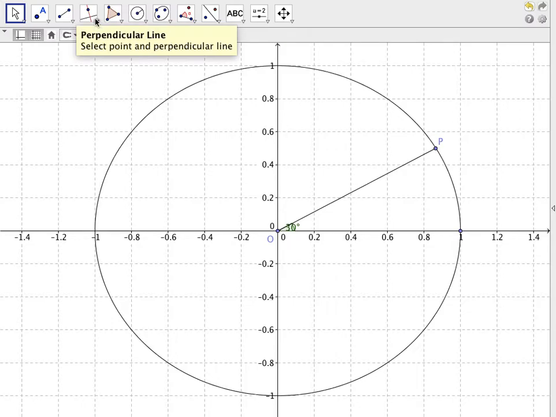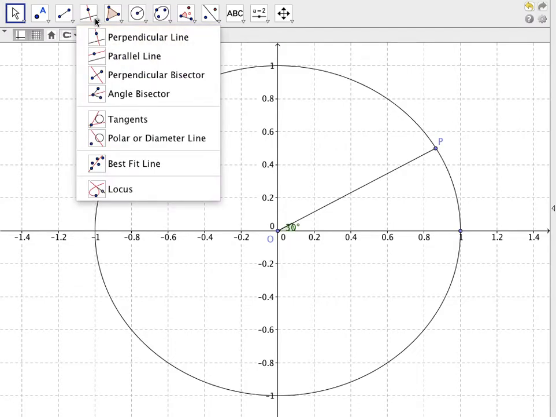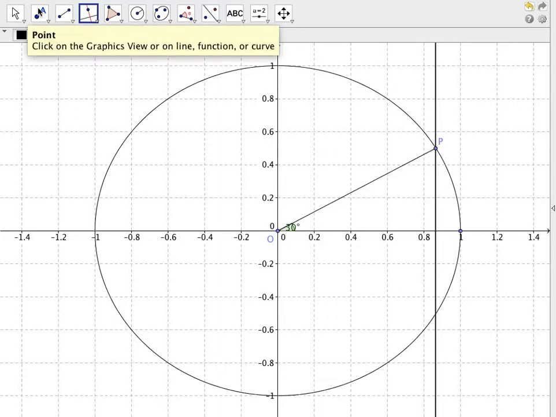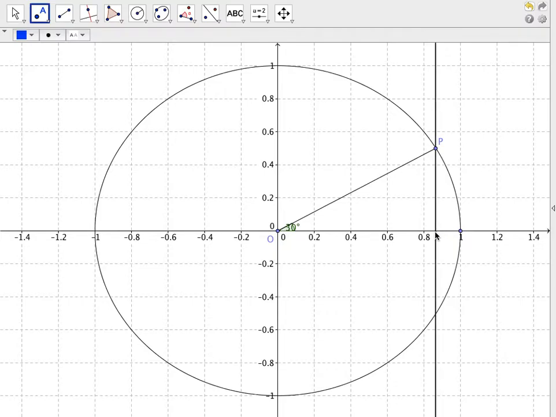Now I'm going to create a perpendicular line that goes through P and is perpendicular to our x-axis. That means this vertical line is at a 90-degree angle to this horizontal x-axis. Let's put a point right where this vertical line intersects our x-axis. I'm going to call that point T.